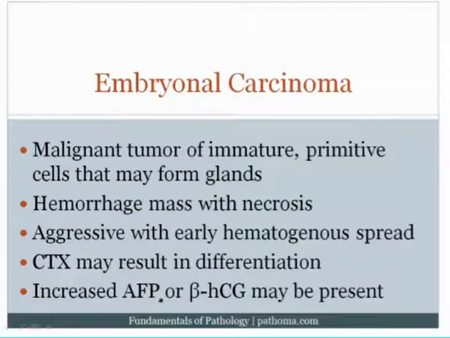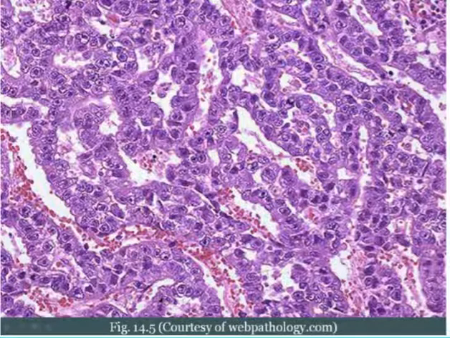Classically, you would associate AFP with the yolk sac tumor, and classically you would associate beta-HCG with choriocarcinoma, the tumor of placental tissue. However, it's important to note that embryonal carcinoma can secrete either AFP or beta-HCG. Here's a picture of embryonal carcinoma. You've got primitive cells, and in this particular case they're forming glands. I thought this was a perfect picture because, again, examiners like you to know that embryonal carcinoma does have the ability to form glands.